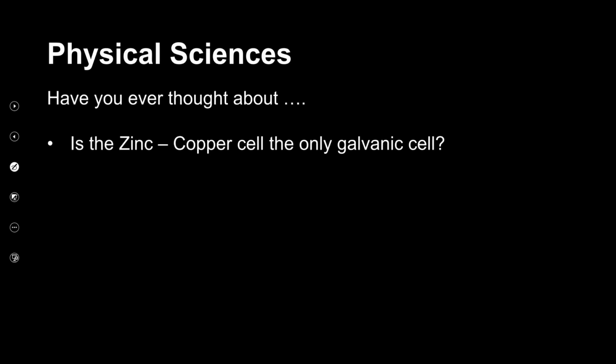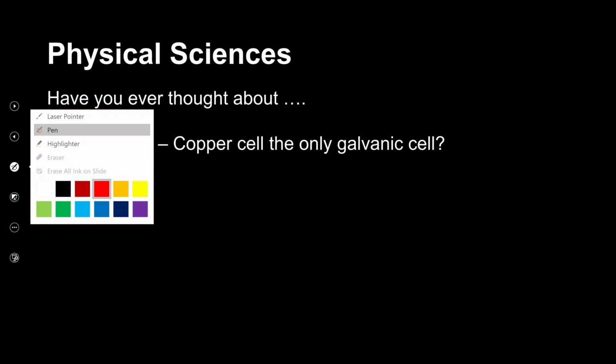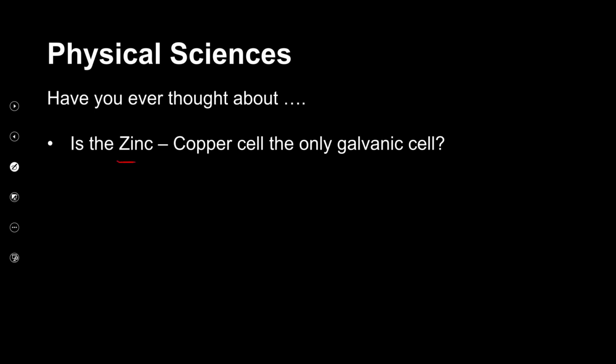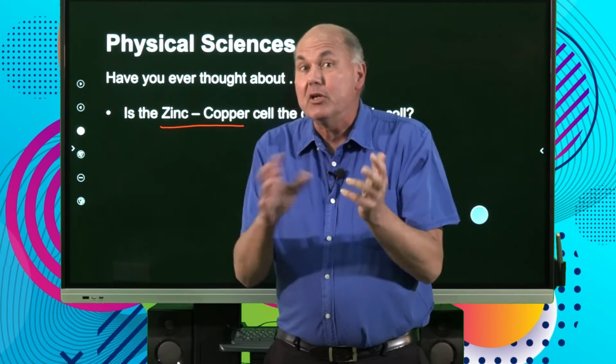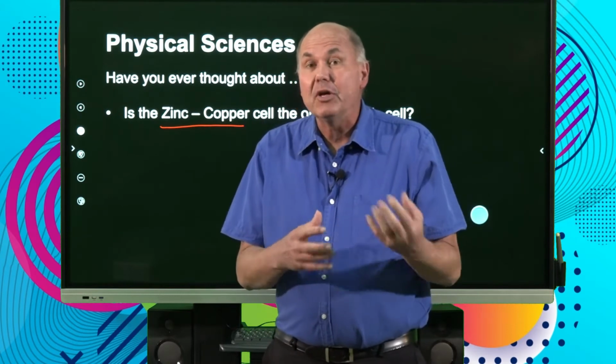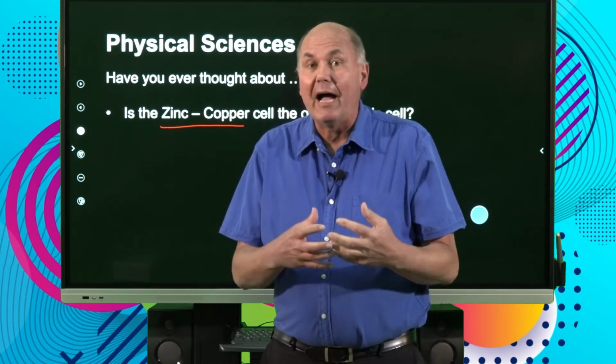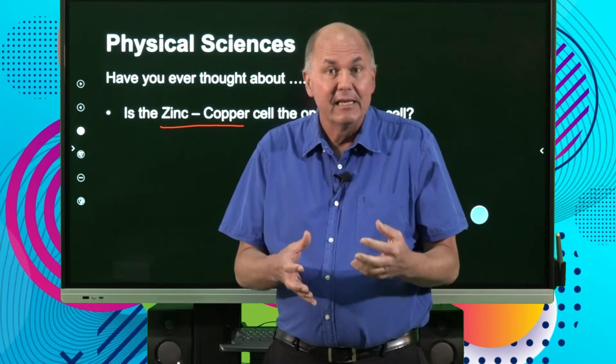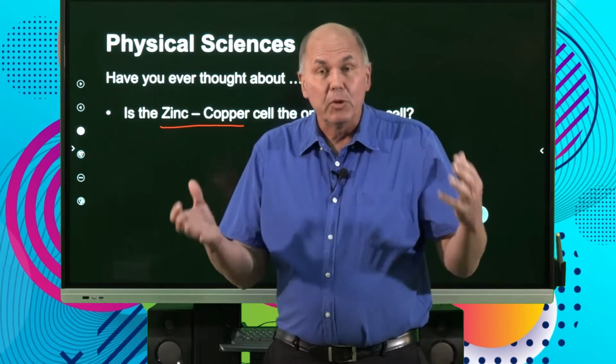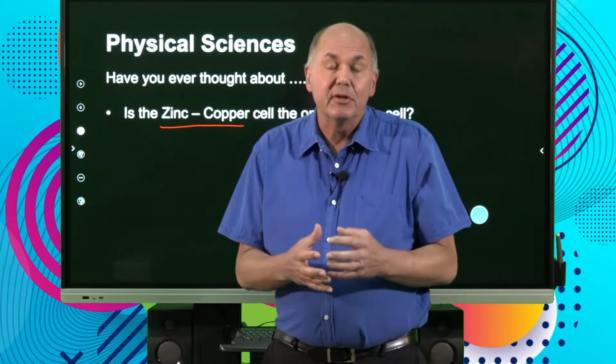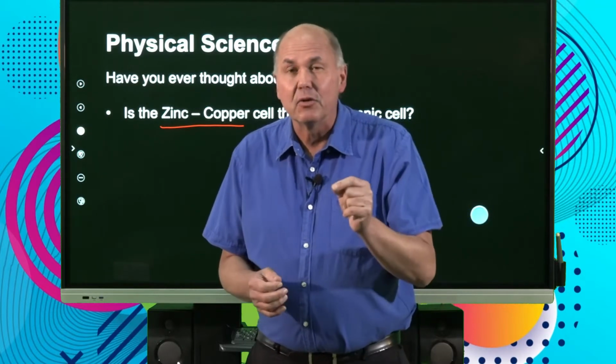So my first question to you that follows on from our previous lesson is: is the zinc copper cell the only galvanic cell that we're going to be looking at? It's quite an interesting question, and in fact we're going to answer it by looking at a series of information that we can put together, which we call the table of standard reduction potentials. Let's see how this all fits in.